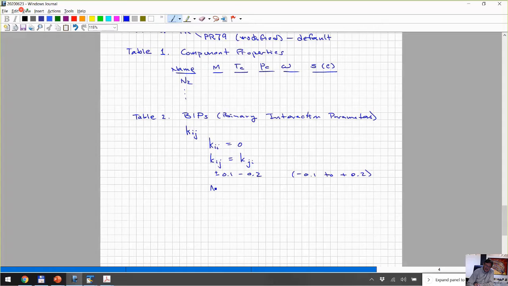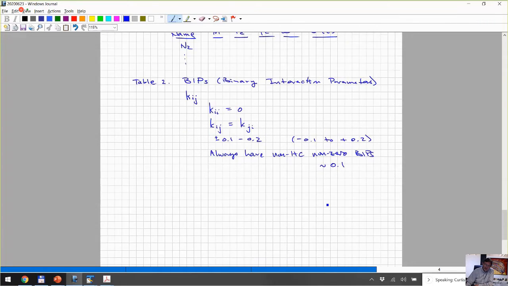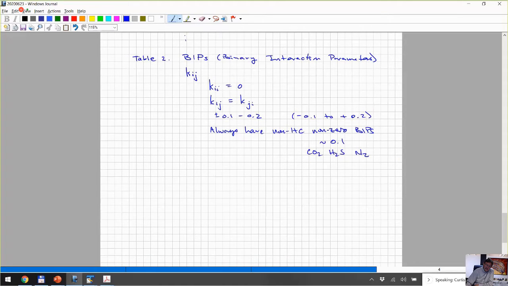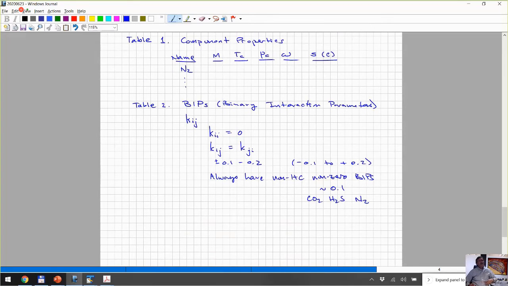You always have non-zero BIPs for non-hydrocarbons. These are library values, and they're all close to 0.1, 0.07, 0.13. So that would be CO2, H2S, and nitrogen. Yeah, I think that's the main things you need to know about it.